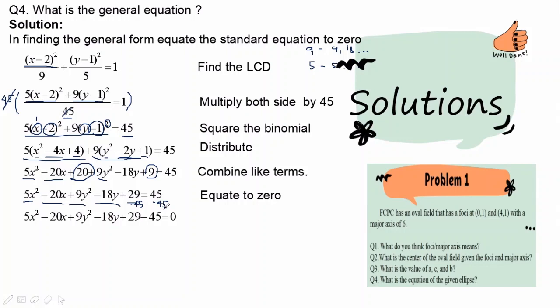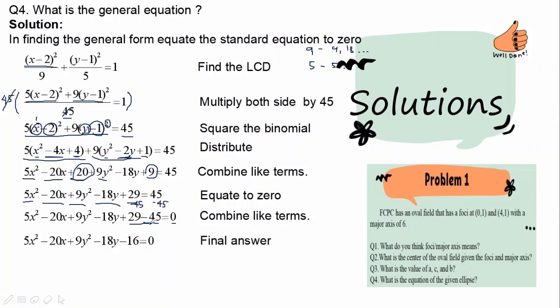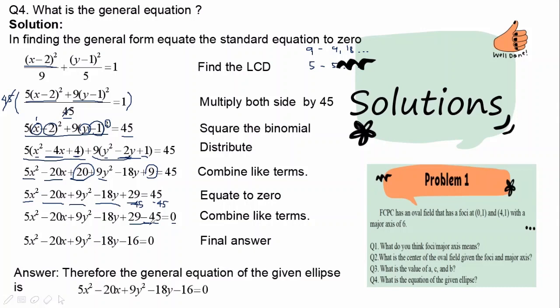So 45 minus 45 is 0. Then copy. Then minus 45 at the end. Then simplify. The constants here are 29 and 45. So subtract. The final answer is 5x squared minus 20x plus 9y squared minus 18y minus 16 equals 0. So this is the general form, or general equation, of our ellipse in problem number 1. Okay?